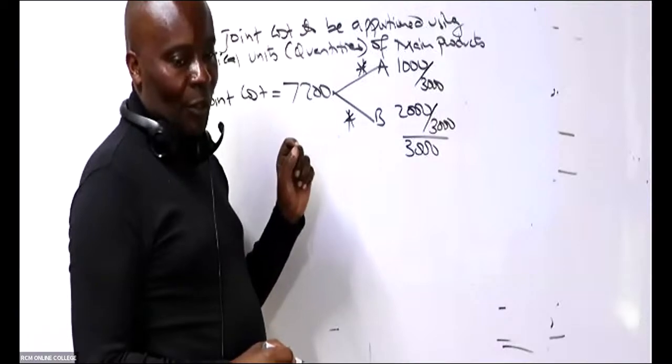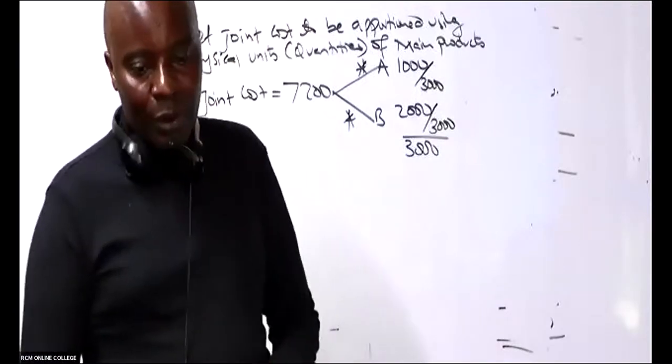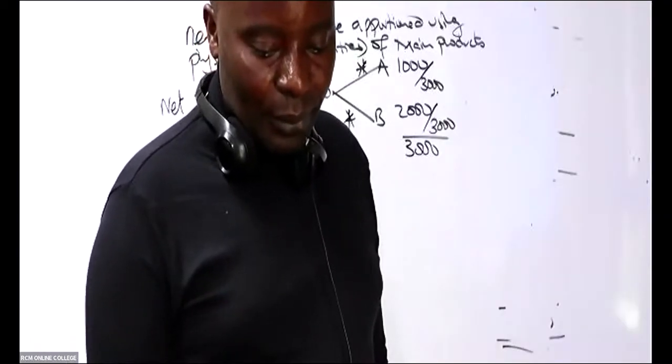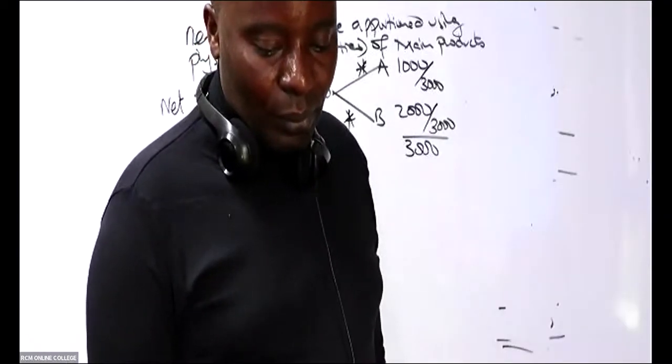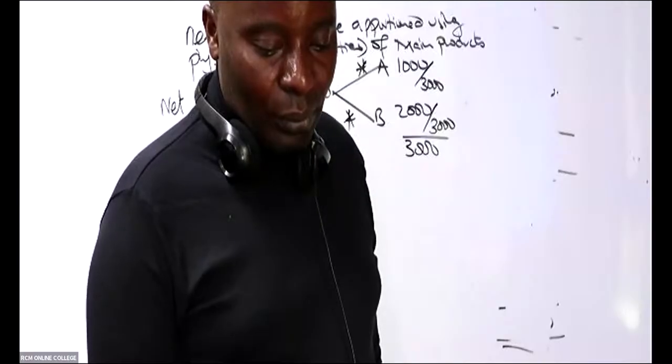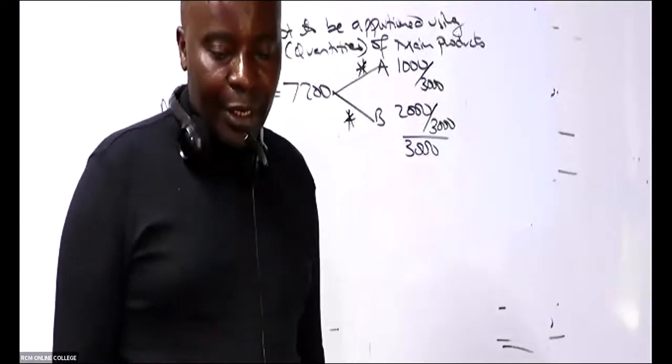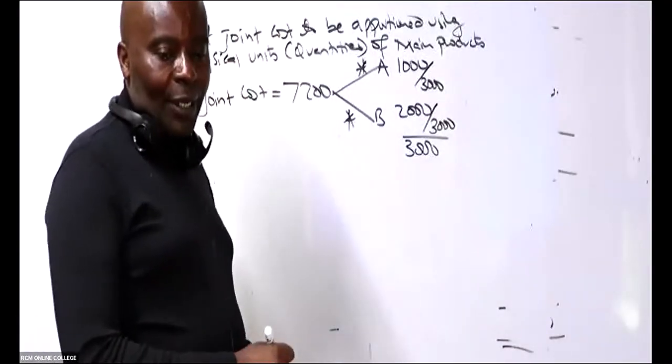Are they selling prices? No, don't use them, it will be biased. You can see here, product A is 1,000 kilograms. The selling price is the one that is 5 Kenya shillings. All right, so no problem here.